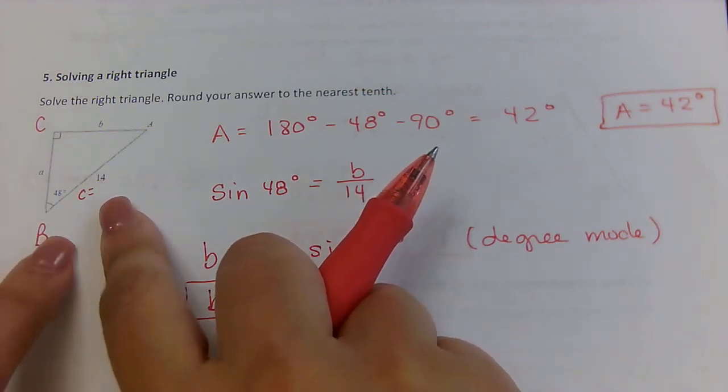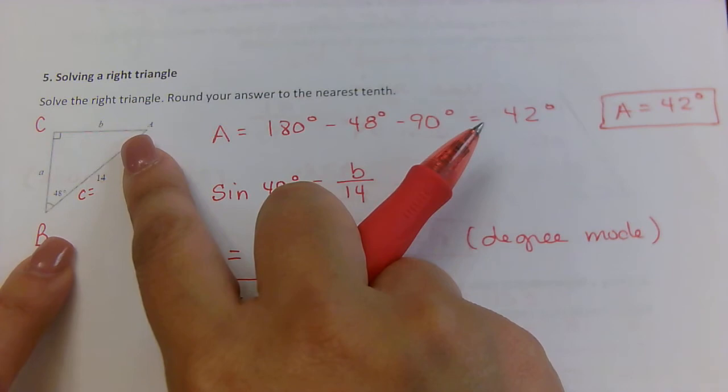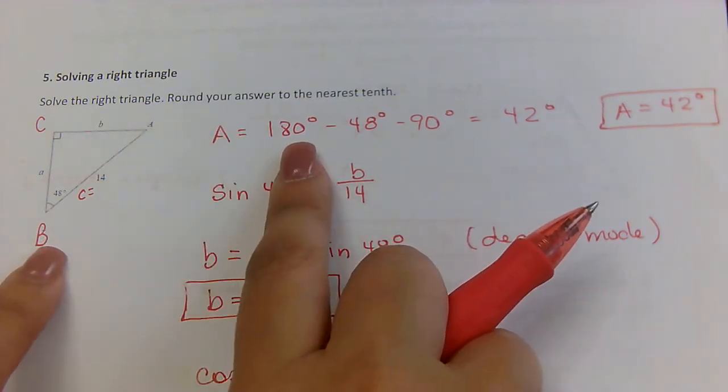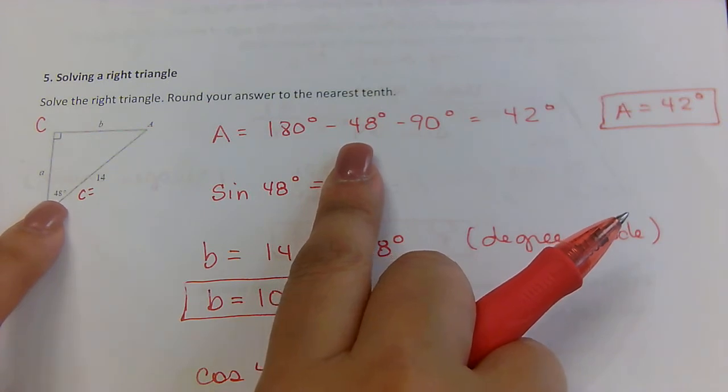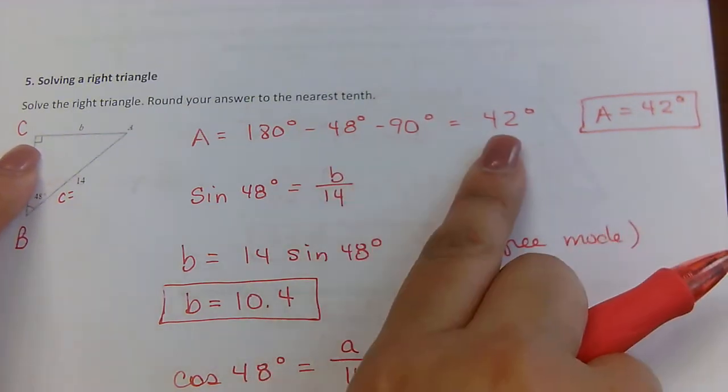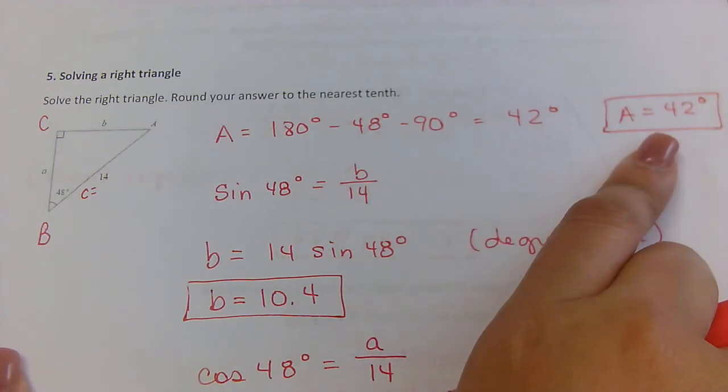So what I'm going to do first is go ahead and solve for the big A. So A is going to be equal to 180 degrees minus angle B, which is 48 degrees, minus the right angle, which is 90 degrees. You should get 42 degrees for angle A.